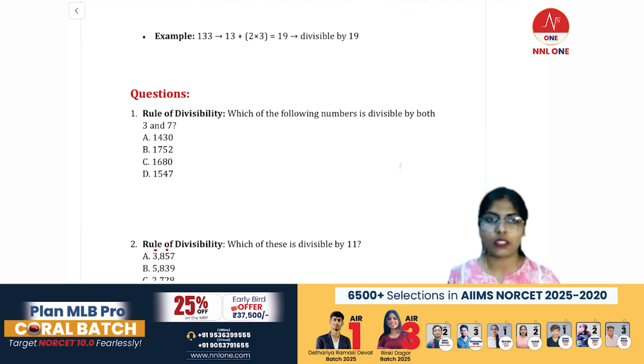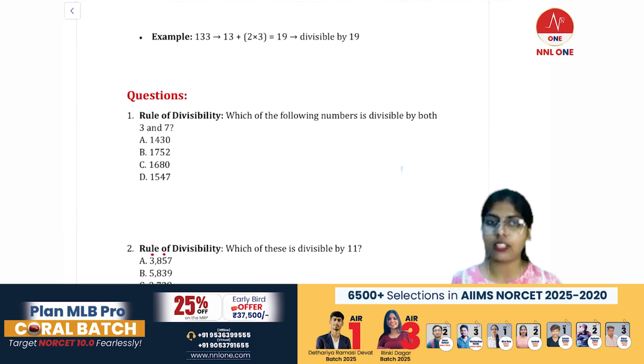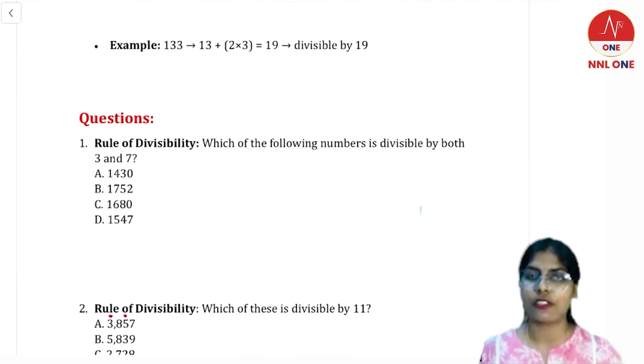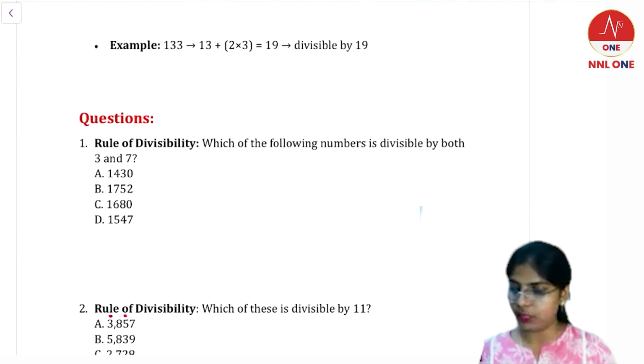Okay, let's begin with the MCQs. So first question, which of the following numbers is divisible by both 3 and 7? As we discussed earlier, what is the divisibility rule of 3 and 7? The divisibility rule of 3 is we need to sum the digits and find whether the sum of the digits is divisible by 3 or not. If it is divisible by 3, the entire number is going to be divisible by 3. For 7, we are going to multiply the last digit by 2 and subtract it from the remaining number. If it is divisible by 7, the entire number is going to be divisible by 7.